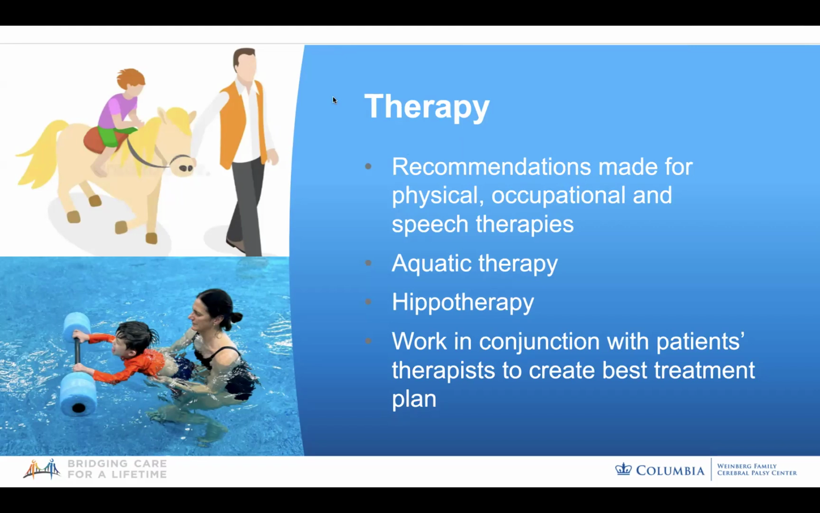We do work very closely with patients' therapists. They see the patient more frequently than we do, so we often consult with them, especially when we're planning for botulinum toxin injection procedures. We like to get their input on which muscles they think would be best to be injected in order to help the patient be able to participate better during therapies.